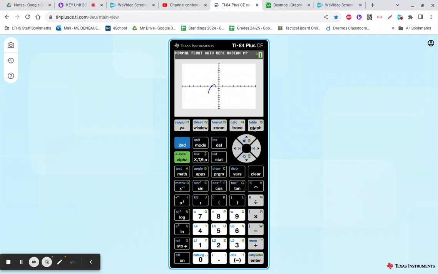Hit graph. So blue is going to be my first one. If you notice right there, you can kind of sort of see the vertical asymptote without there actually being vertical asymptotes. You can see that there's a starting point, kind of, sort of. These do intersect. Again, hit second, trace. Choice 5 is intersect. Hit enter 3 times.